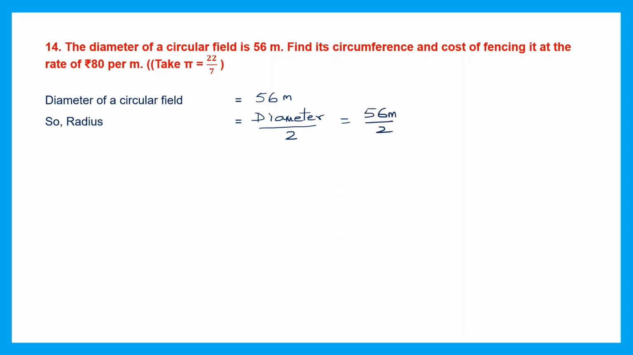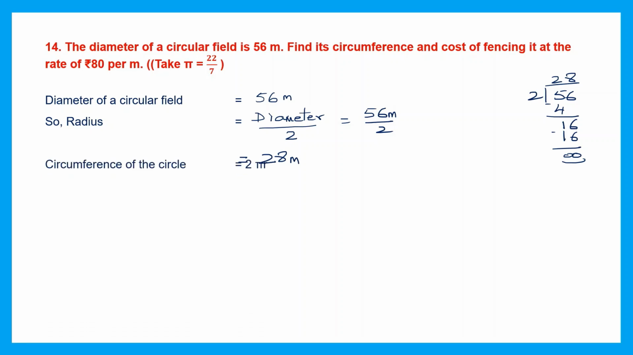So let's divide 56 by 2. 2 2s are 4, minus, then you bring down 6. 2 8s are 16, minus. So we've got 28. So the radius is 28 meters. So now we can find the circumference. And the formula for circumference is 2 pi r.